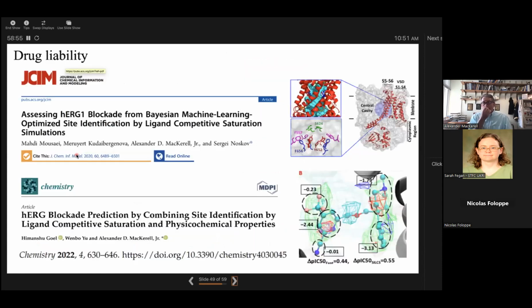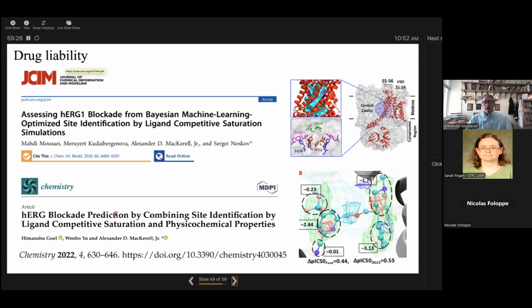We're getting into drug liability, and this is in the context of hERG blockade, where we basically went in and calculated the FragMaps for the transporter. So this is just an example of how we can start to apply the FragMaps to very large complex systems. And then we combined the FragMaps and applied our Bayesian machine learning optimization with a known database of hERG blockers to develop a predictive model, which we subsequently have improved.